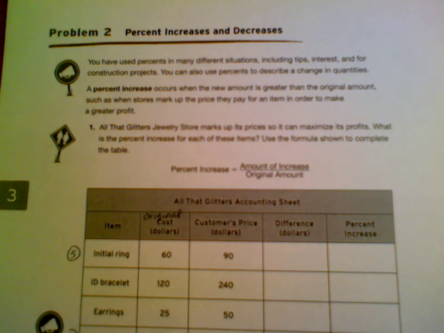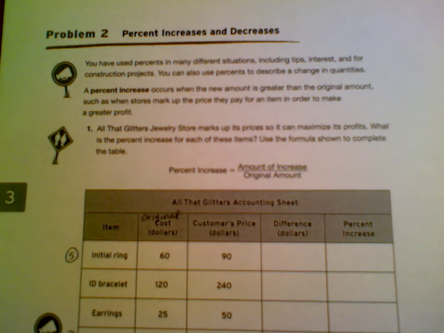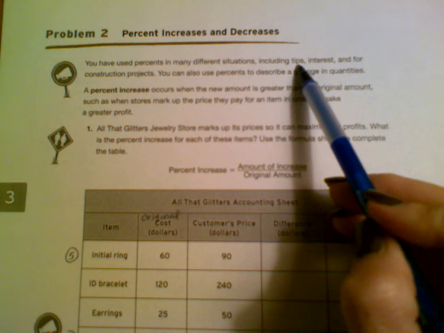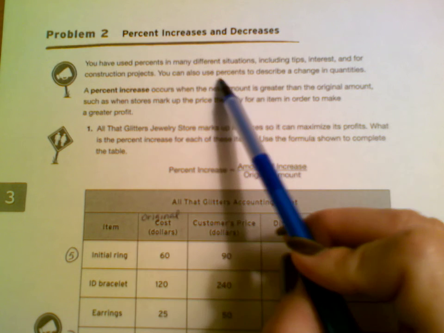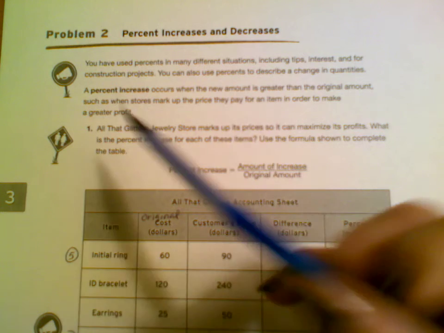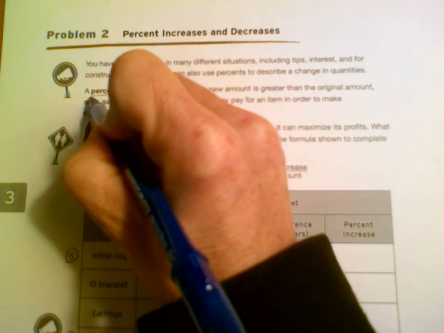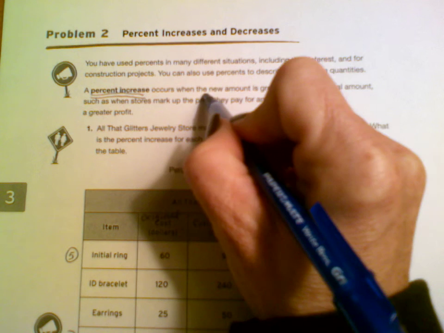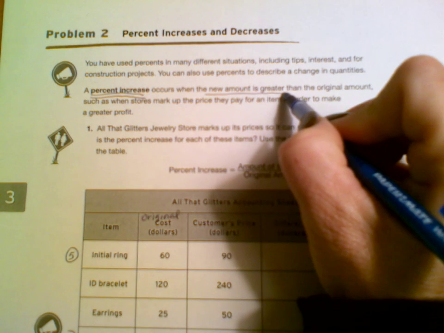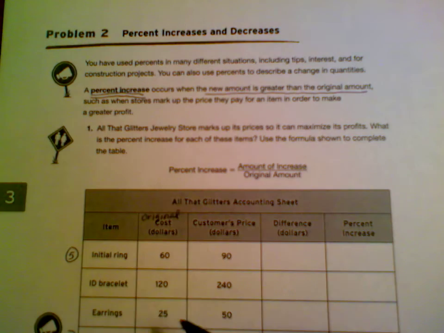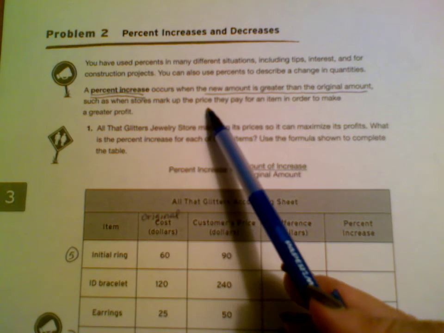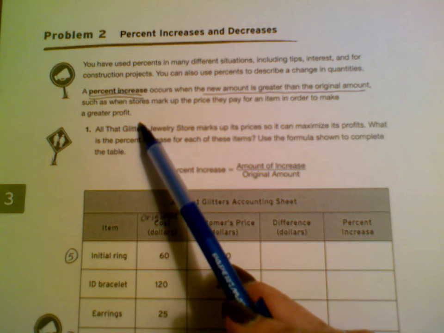Problem 2 gets us into increase and decrease. So you can use percents in different situations. We've used tips, interest, construction problems. We can also use percents to describe a change. A percent increase occurs when the new amount is greater or increases over the original, such as when a store marks up the price they pay for an item in order to make a profit.